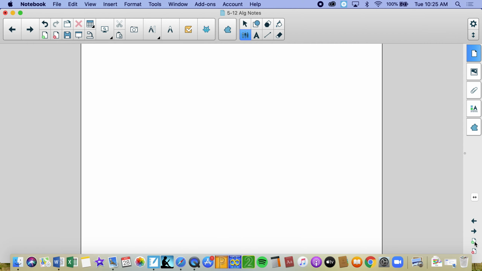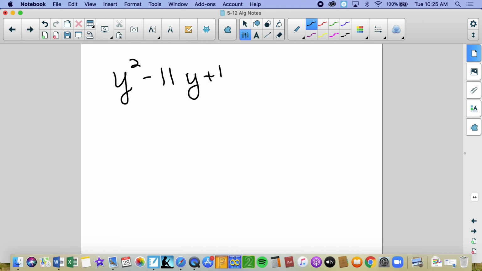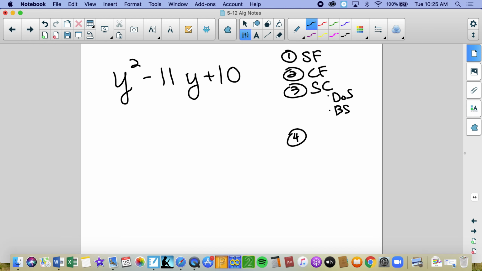Remember, when we would get something like y squared minus 11y plus 10, this was an expression, and we were asked to factor it. We go through the steps. Is it in standard form? Does it have a common factor? Is it a special case? Special cases meaning, is it a binomial, a difference of squares? Is it a binomial square? Four was A times C, and then five was FBG, factor by grouping. So those were the different ways of factoring.